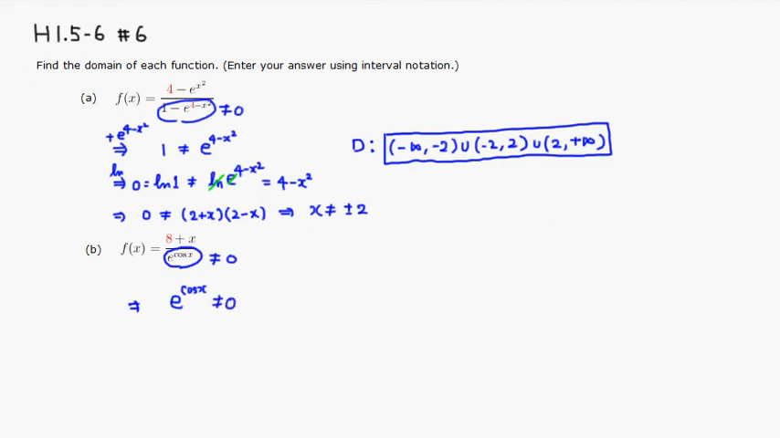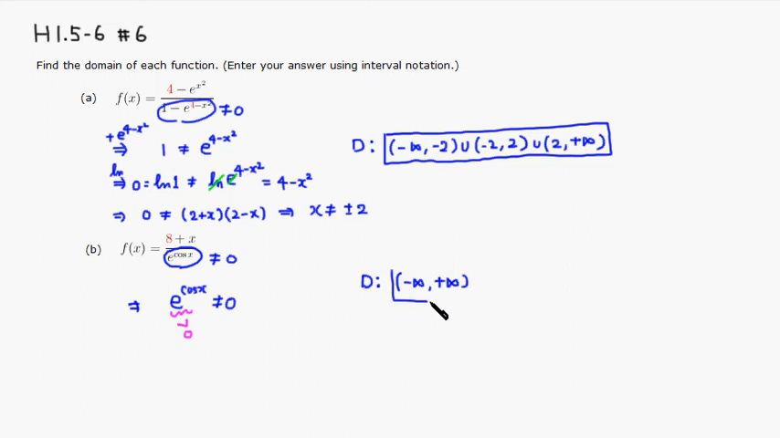no matter what, since this is greater than 0. Remember that the graph of the exponential function is always above the x-axis. So this is always positive, which means that it's never 0. So we can plug in any x value and the denominator is never 0. Therefore, the domain is all real numbers because there are no restrictions. So it's going to be negative infinity to positive infinity.